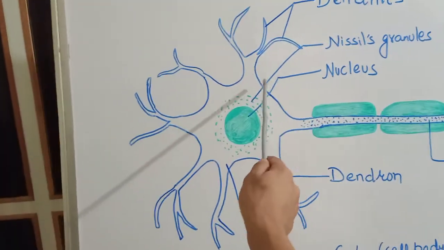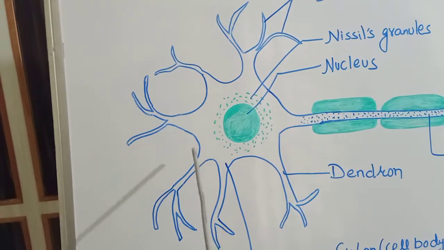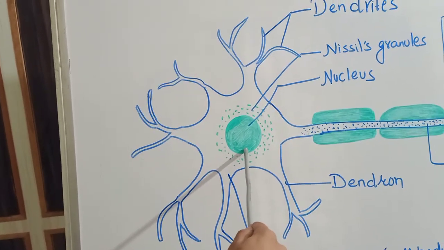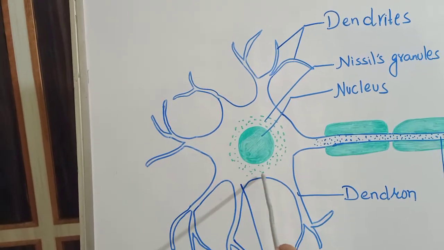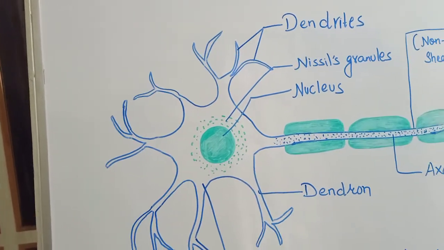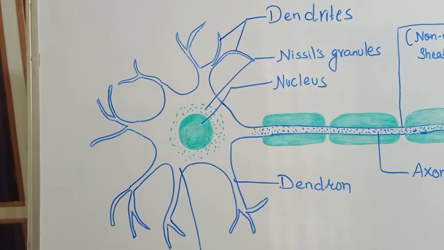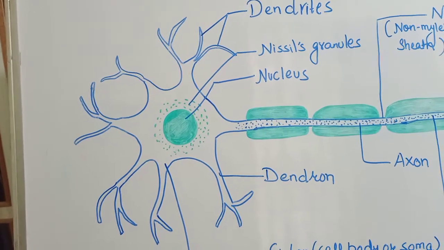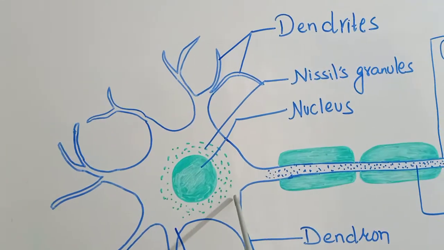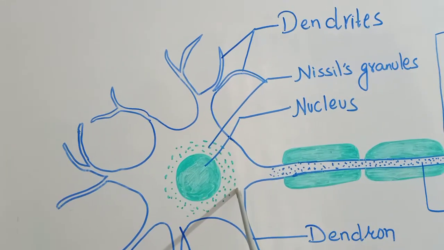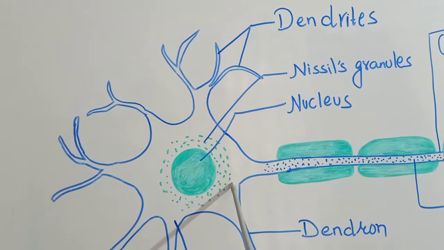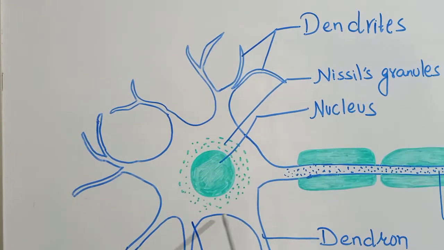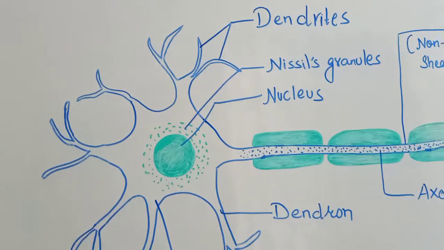Cytone is the main part of the neuron, which consists of a nucleus in the center and some Nissl granules. These Nissl granules are actually rough endoplasmic reticulum, which is synthesizing proteins here with the help of ribosomes. Ribosomes, we know, are known as protein factories, and they are forming proteins and providing them for the functioning of the cytone.